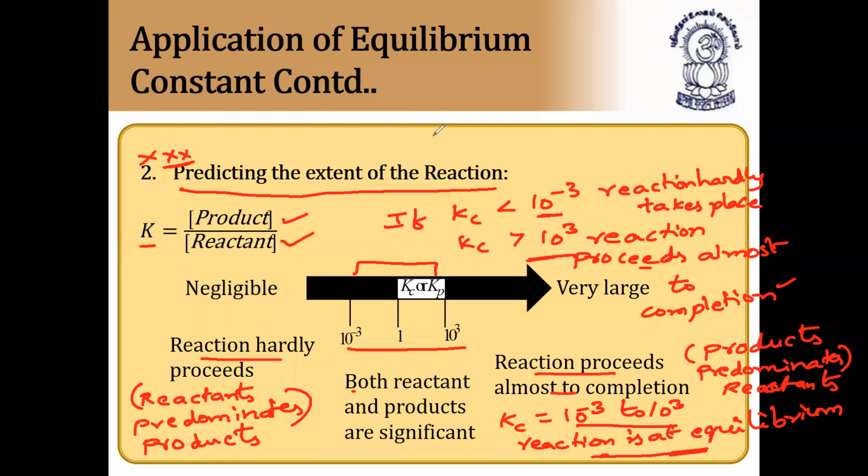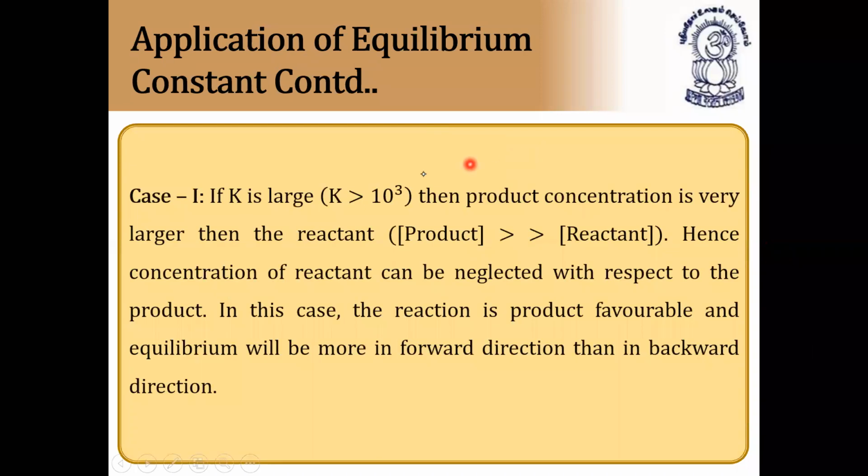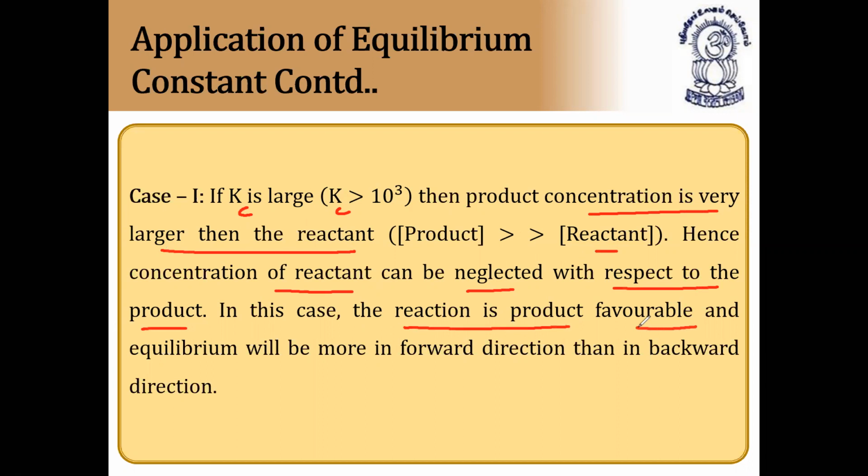Next, the third application, very, very important. If K is large, that is the equilibrium constant, we can write Kc, or K, both are the same. If Kc is large, greater than 10 to the power of 3, then the product concentration is very high, larger than the reactant. Products predominate reactants. Hence, the concentration of reactants can be neglected with respect to the product. In this case, the reaction is product favorable, and the equilibrium will be more in the forward direction than in the backward direction.